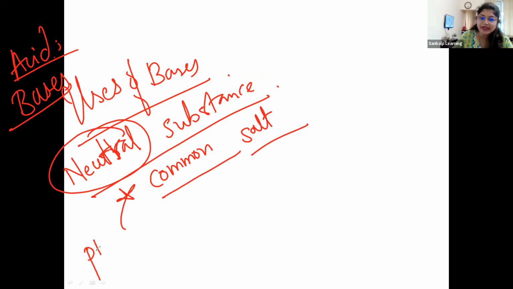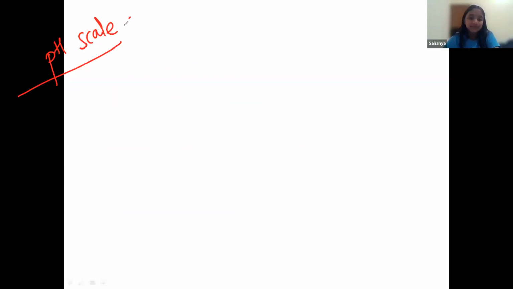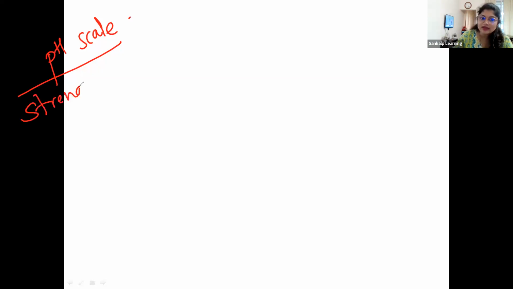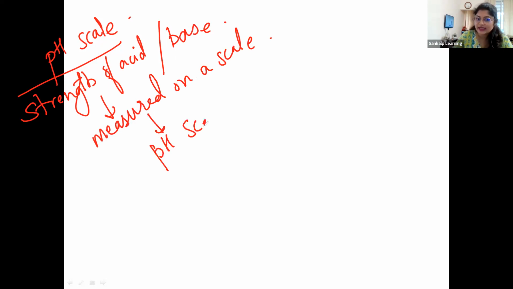So next is the pH scale. The strength of an acid or a base is measured on a scale, and this scale is called the pH scale.